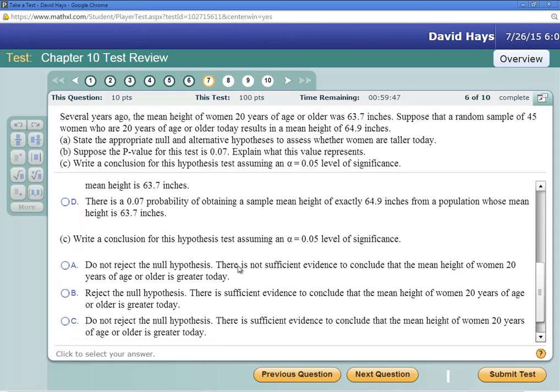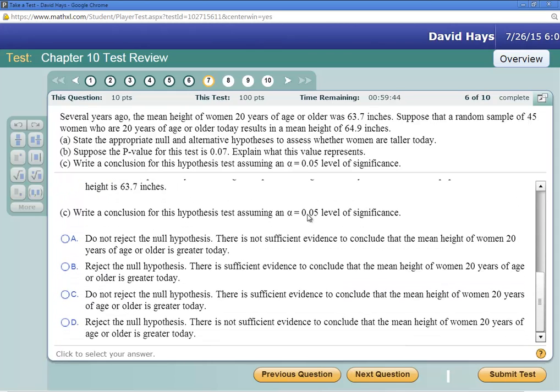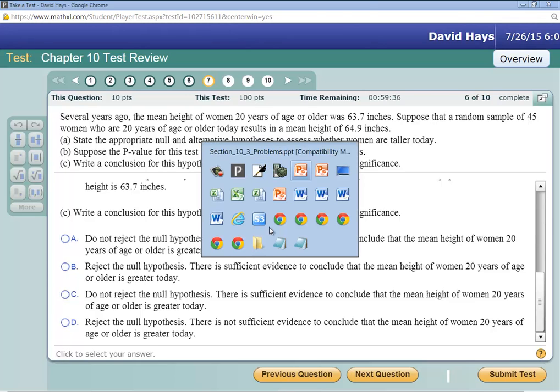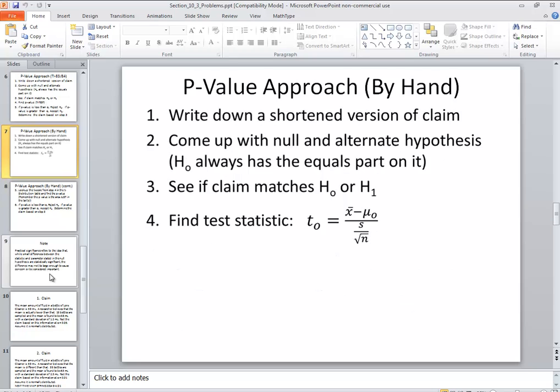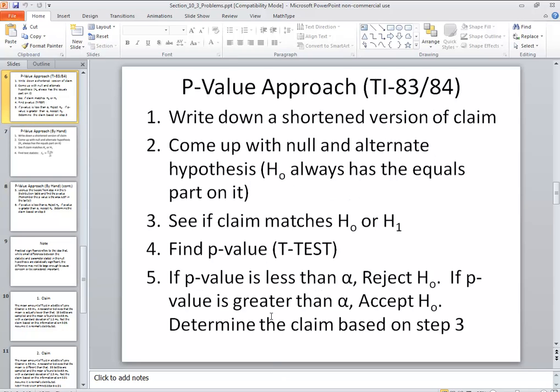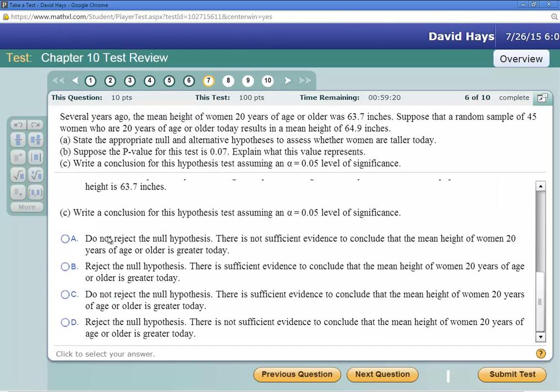Okay, write a conclusion. Alpha is 5%. So p-value is 0.07, so it's greater than. So it'd fall in the main body. I could also look here. P-value is greater than alpha. It says you accept H naught. So do not reject H naught. Do not reject null hypothesis. That's a possibility, and this one is. Okay.